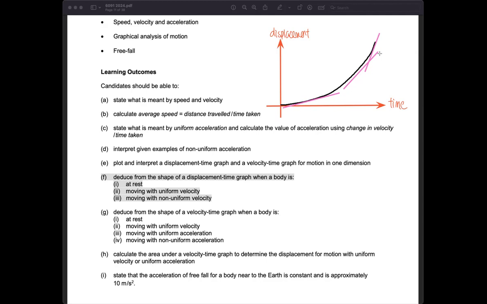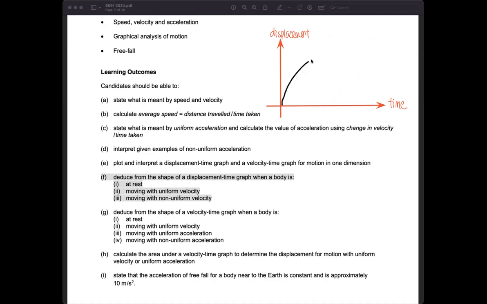If you understand this, give me a yes reaction. Rui Hong and Yushen, okay? So this is one example of a non-uniform velocity. To be specific, this is called increasing velocity, because the gradient is increasing, so the velocity is increasing. Understand? Okay, the next example, let me show you.